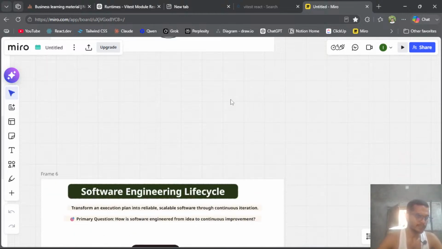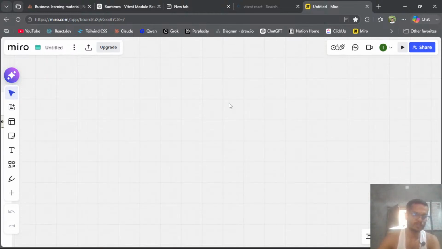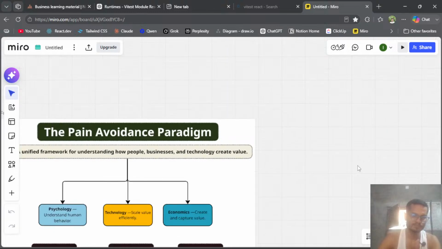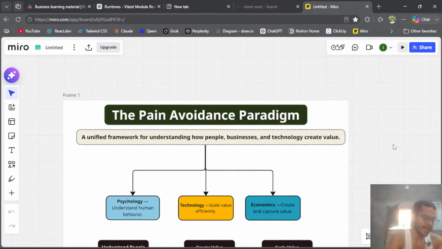So if you understand the main thing, people care about avoiding their pain. That's all. It doesn't matter what they consume. What matters is that when they have pain, they just avoid their pain. That's what I call the pain avoidance paradigm. This paradigm is universal.